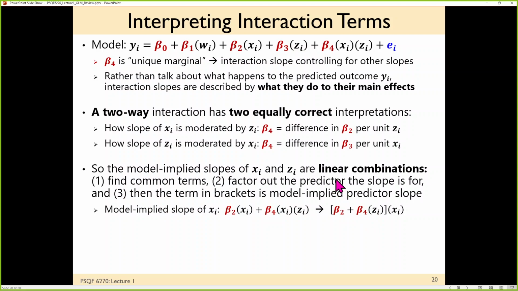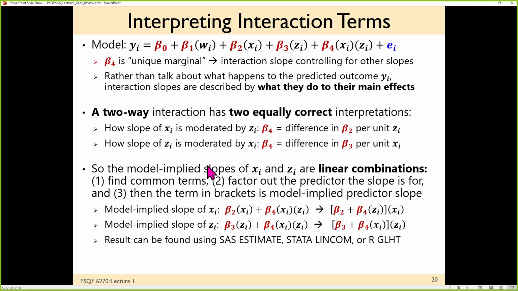If I want to go the other way, then I have Z as the predictor I care about. I go into my model, I grab all the terms that have Z, bring them down here, factor out Z because that's the predictor I care about, and what's left is how I get the model implied slope for any level of X as the moderator.